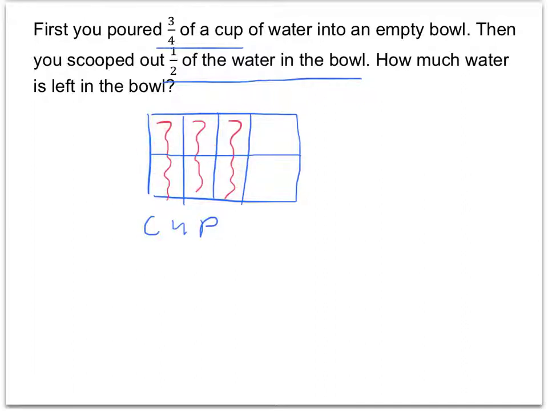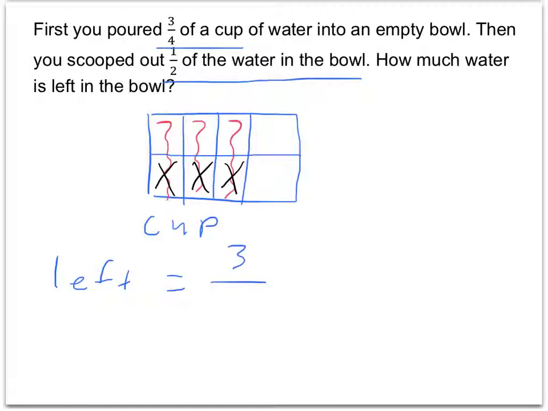So now we're going to scoop out half of that water. So let's say we scoop out that piece and that piece and that piece. And so what's left in the bowl is equal to, well, the 3 pieces on top. So we have 3 pieces left.